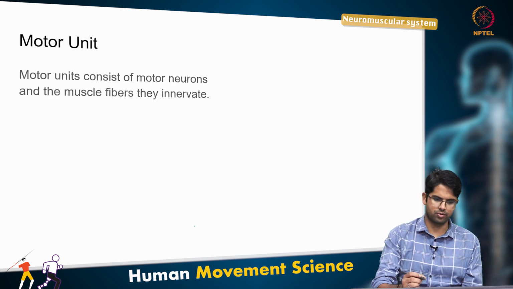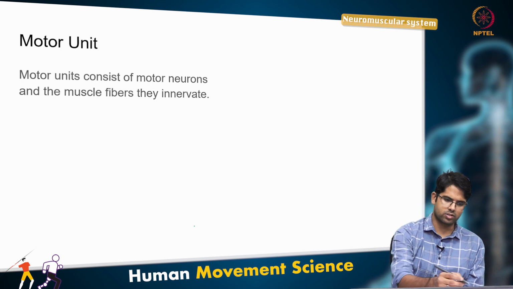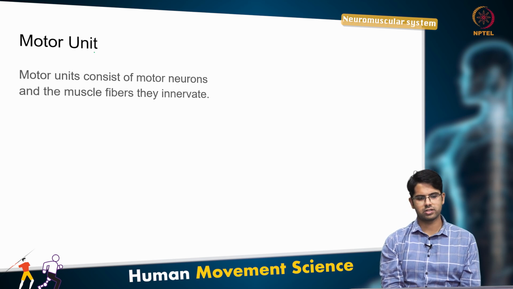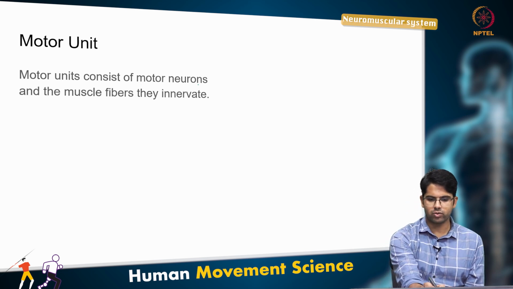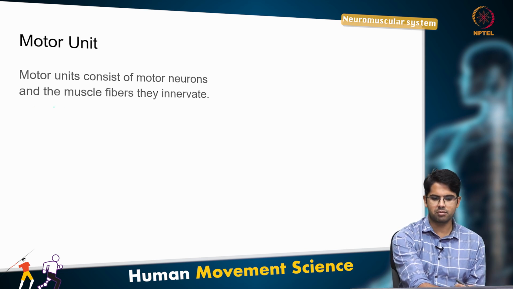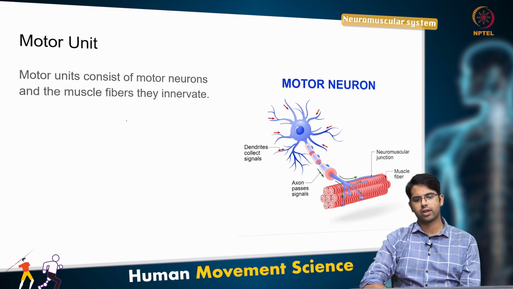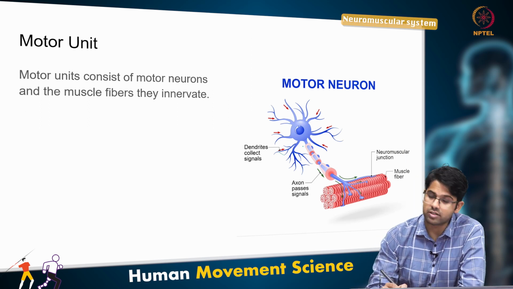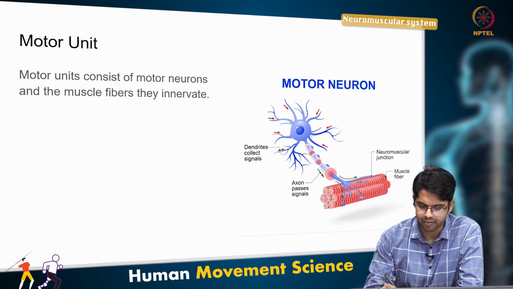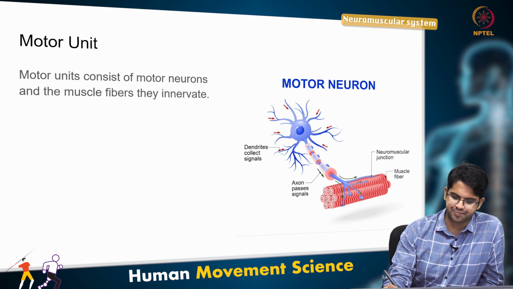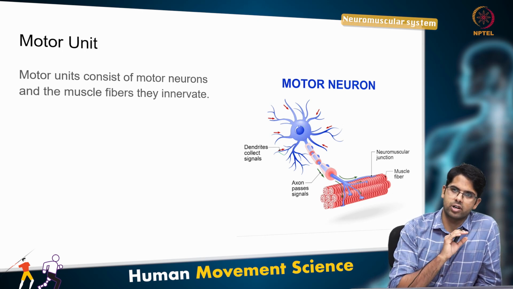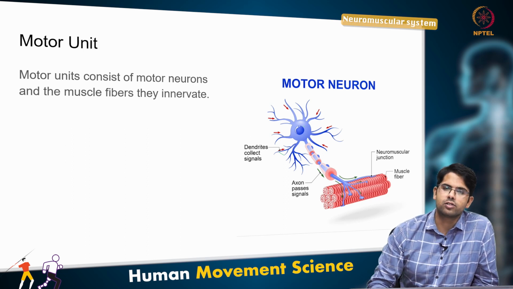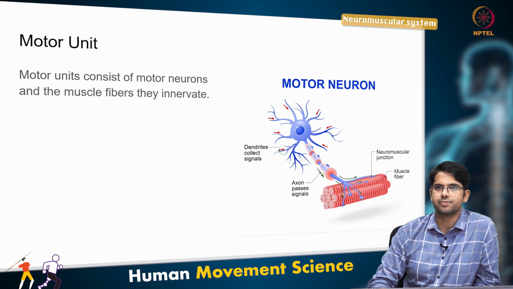So the next thing you need to understand is what is called the motor unit. A motor unit consists of a motor neuron or motor neurons and the muscle fibers they innervate. Here's a representative figure. So this right here is a neuron. It is a motor neuron, which means it is responsible for conveying the decisions made by the brain or the central nervous system to the muscle to perform the required action.